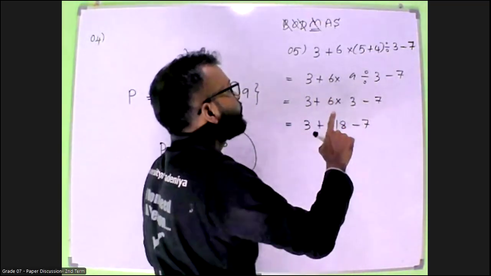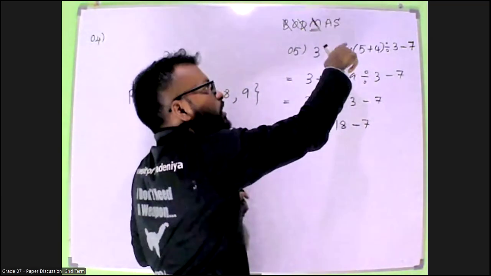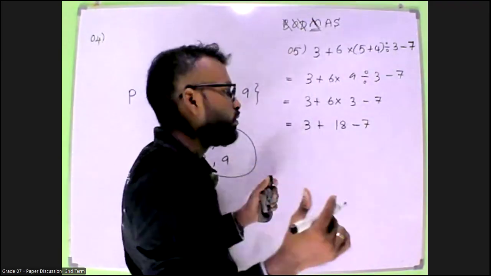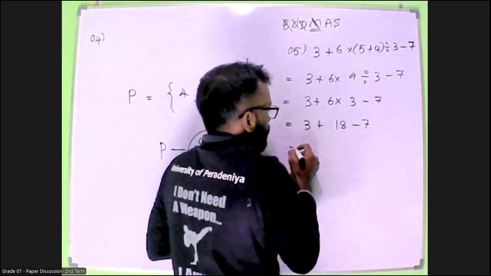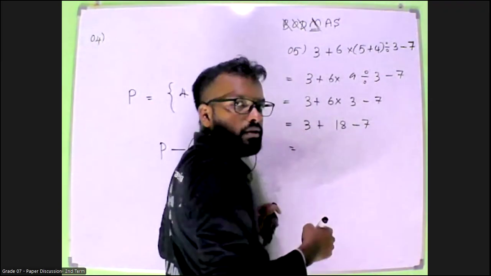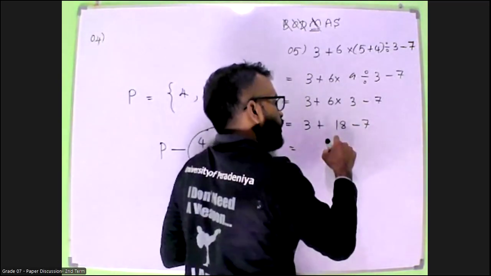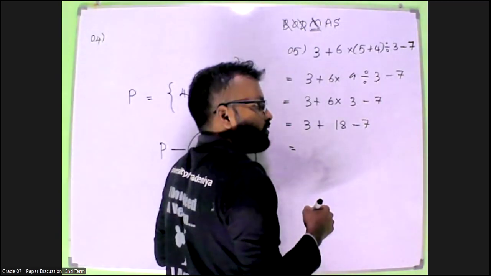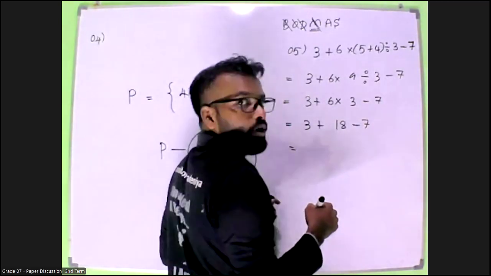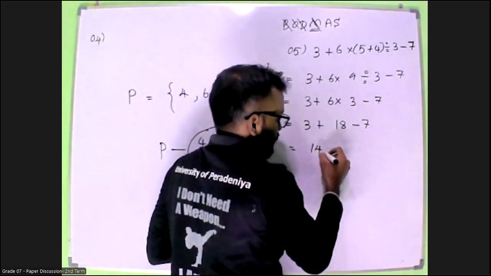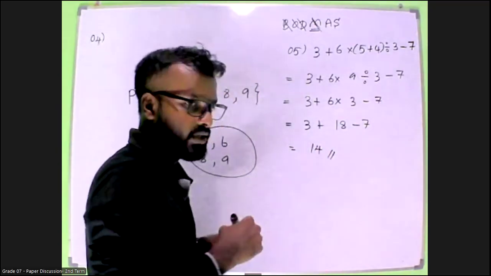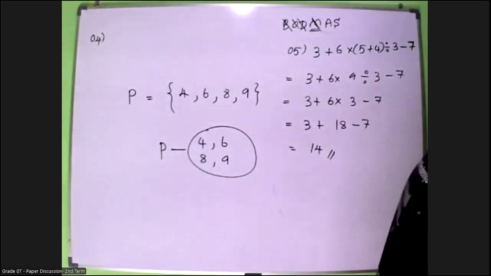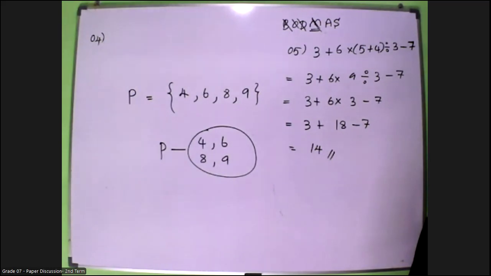Okay, now all have been done. Multiplication also done. Addition and subtraction you can do. So 3 plus 18, 21. 21 minus 7, it is 14. Right? So this is the answer, right? Okay, then let's move to the sixth one.